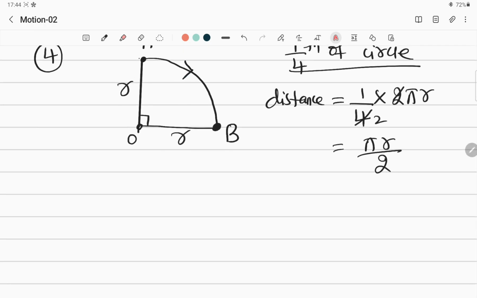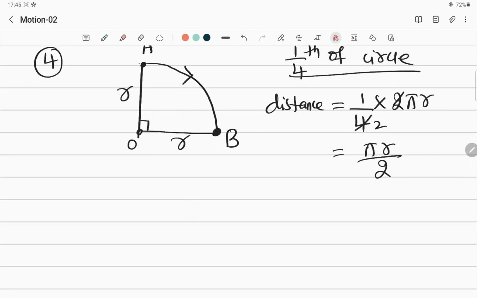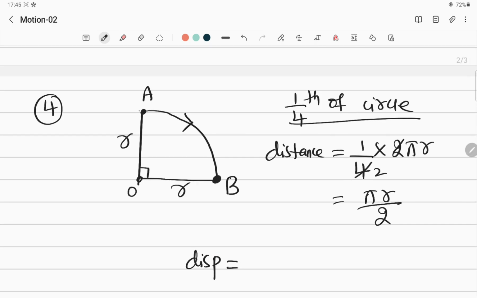Now the major thing is, what is the displacement? As per the definition of displacement, this is the initial position, and this is the final position. You cannot consider this lengthy path. Shortest distance means you have to take a straight line. Whatever I'm getting here will be the displacement. Now the big question is how to get this.